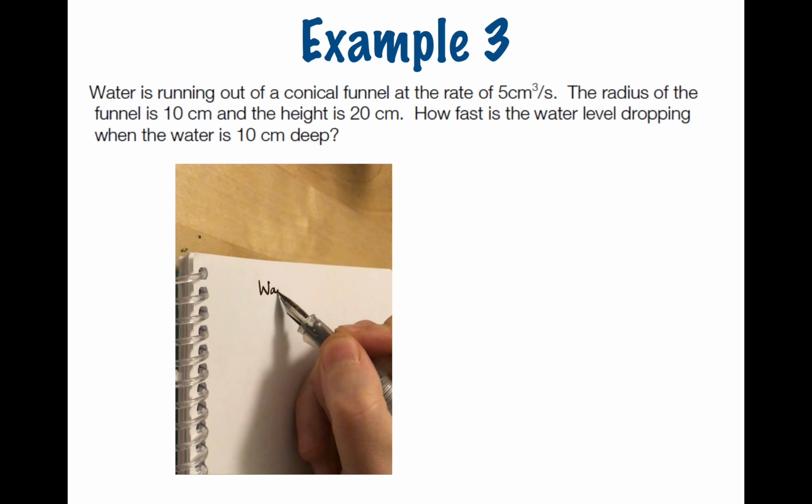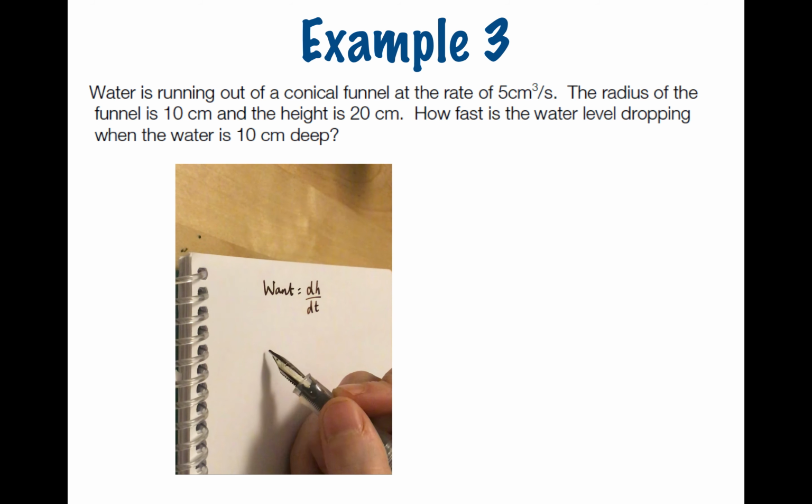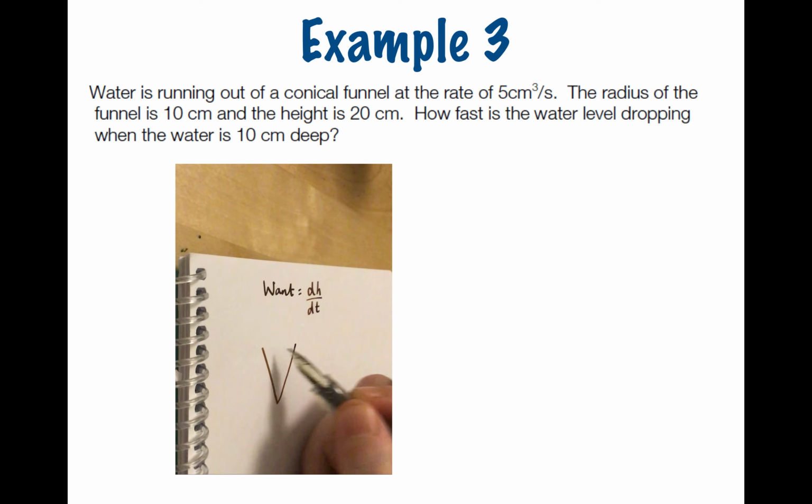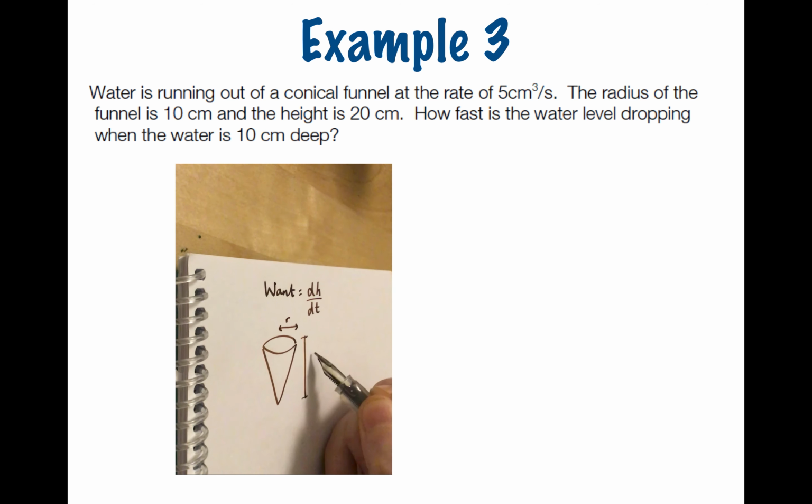first of all, I'm going to write down what I want. I want to know dh by dt, where h is the water level. Now, because it's talking about how fast that water level is dropping, I don't need a negative because that's implied by the word dropping, but if it had been changing, it could have been a negative number I'd been looking for. So be careful of that.